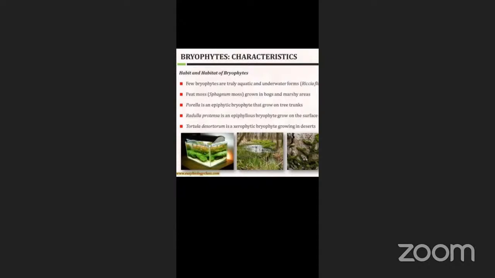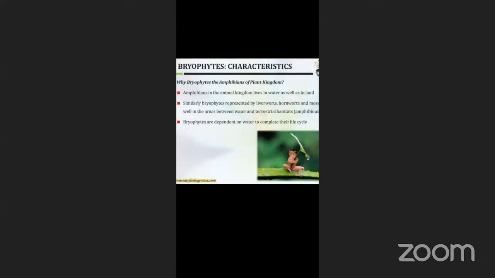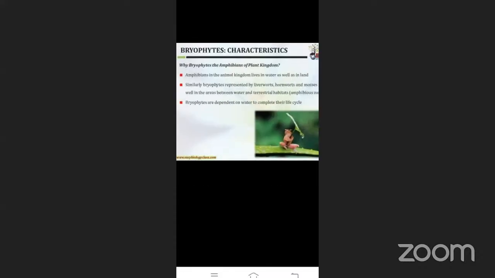Amphibians of the plant kingdom, we call that one.